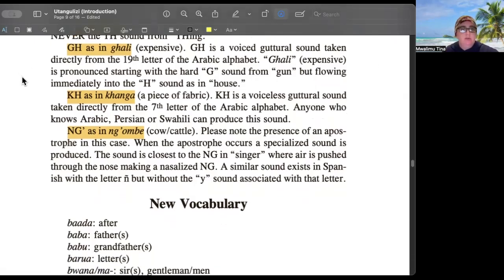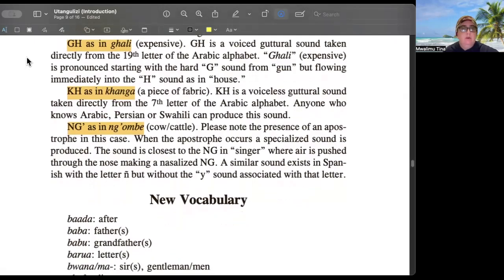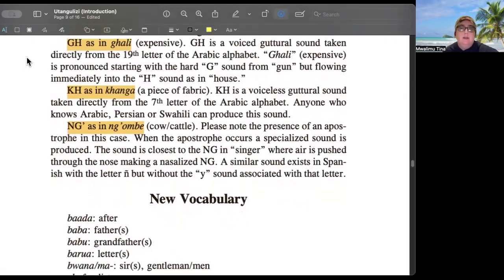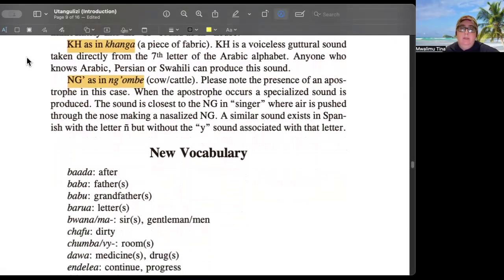Again, the GH, let's review. We have gali, gali, or gali, gali. This KH sound also comes from Arabic. For those who do not speak Arabic, it will be difficult. And even native speakers usually just pronounce it as a hard K. But it would be something like khanga, khanga, but most speakers just pronounce it as kanga, kanga.